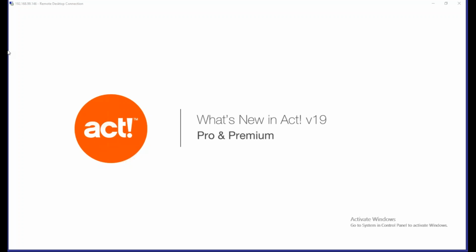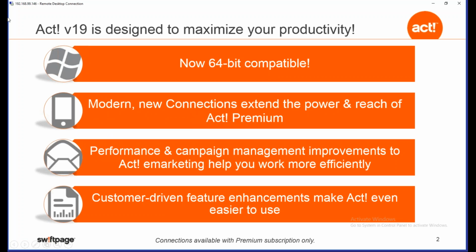Okay, so we're going to discuss what's new in version 19 of ACT Pro and Premium. First thing is it's now 64-bit compatible. So this is great news for those clients who have the Office 64-bit product line, so your Word, your Outlook, Excel, things like that. ACT is now compatible with those 64-bit versions.